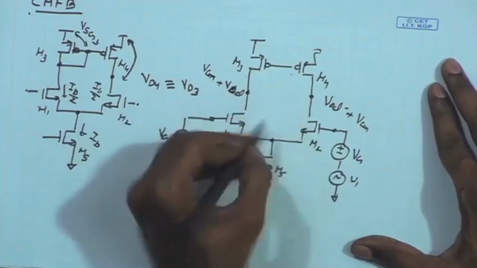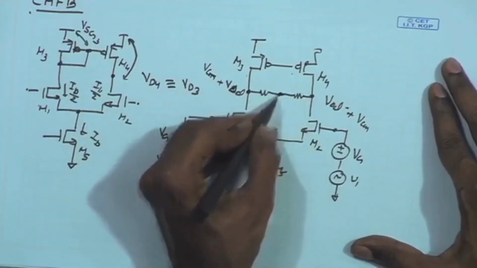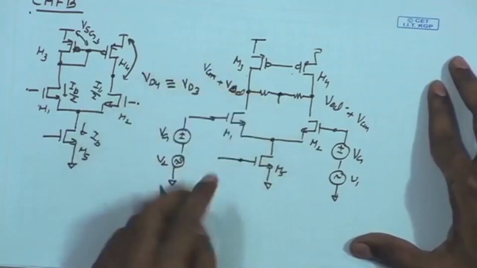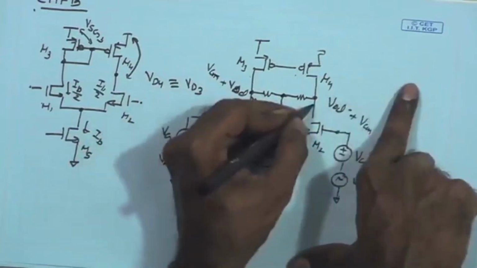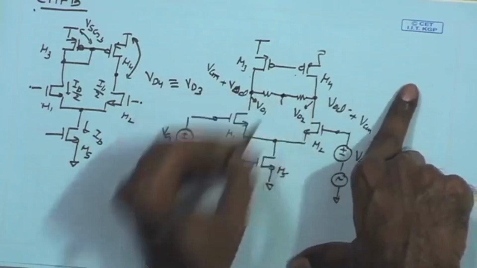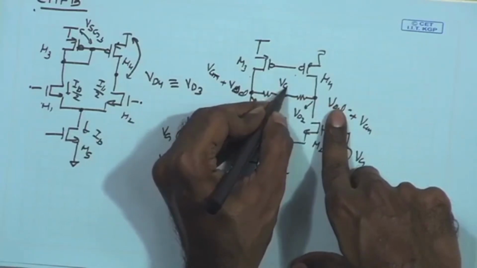So, if I want to extract the common mode signal, I can take a resistive divider, and at this point if I assume this voltage to be VO1 and this to be VO2, we can write down the equation for this particular node.